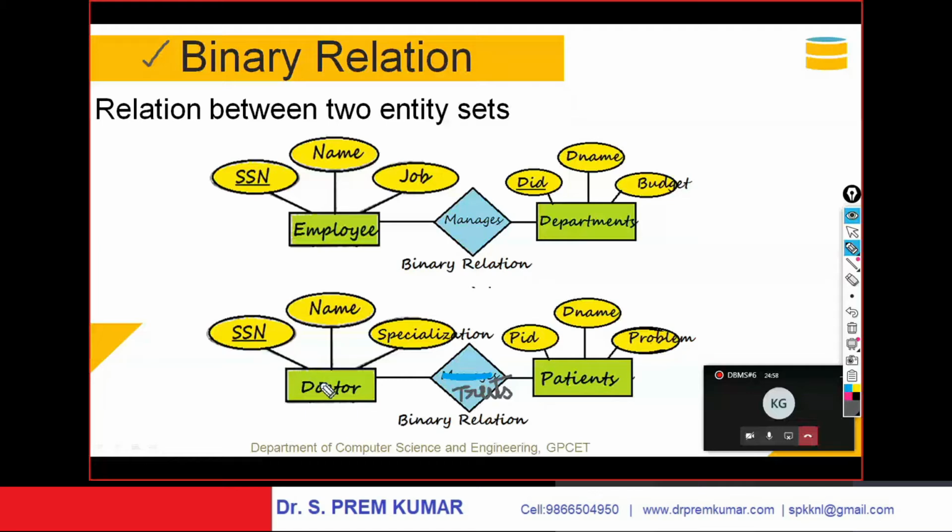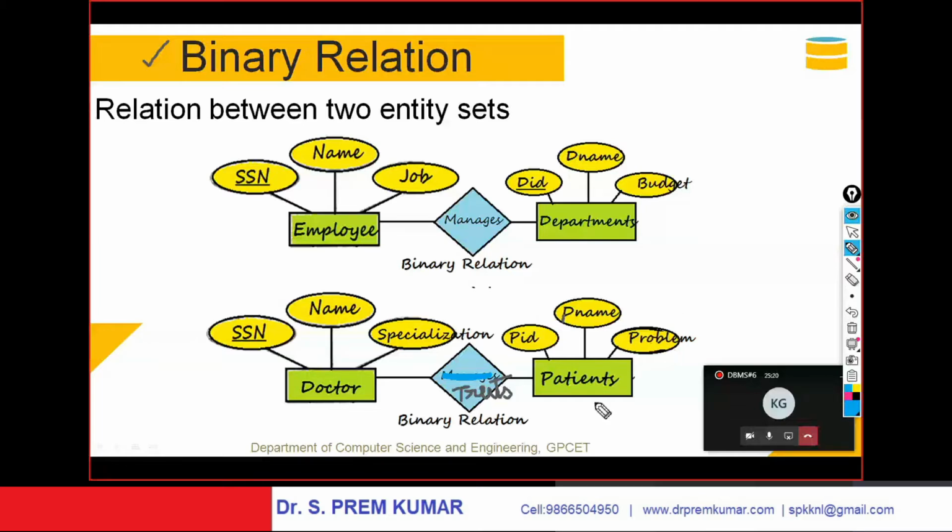How is a doctor identified? A doctor is identified by some number. Let me say it is a doctor number, name of the doctor and specialization. How is a patient identified? With patient number, patient name and problem. Every patient is having some problem. He is being identified with the problem.